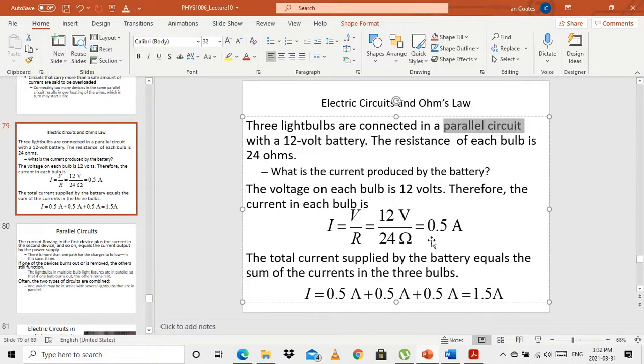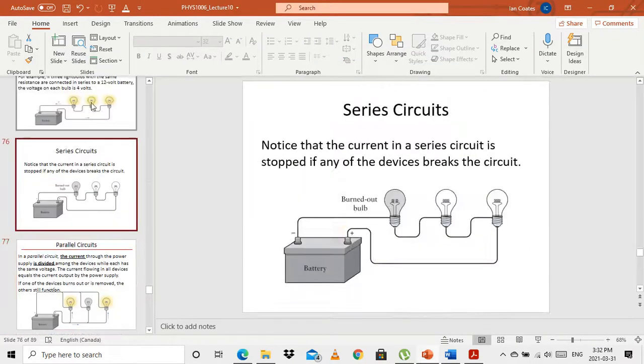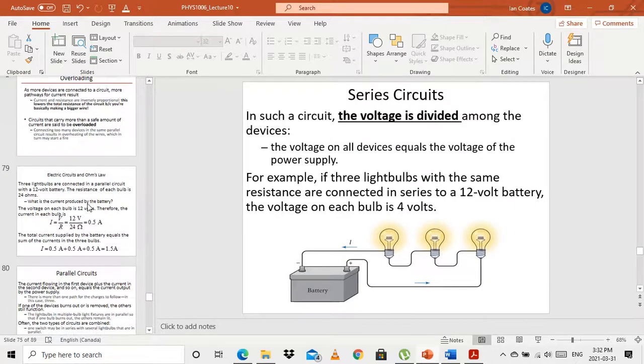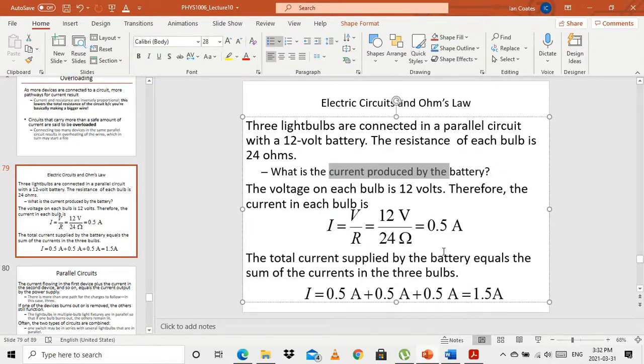In this case, you just have to know, and make notes on, the differences between a series and a parallel circuit. And in this case, what is the current produced by the battery? Well, we know the current in 1 bulb, and there are 3. So 3 times 0.5 is 1.5.